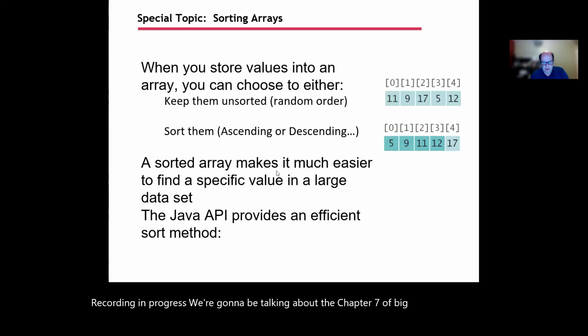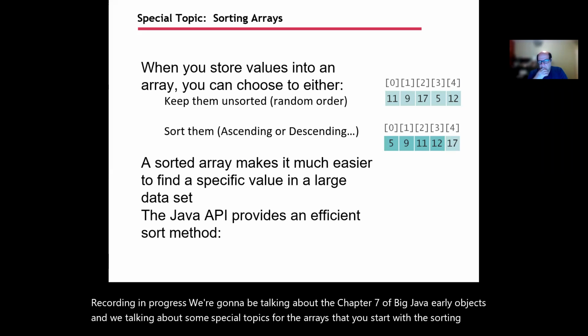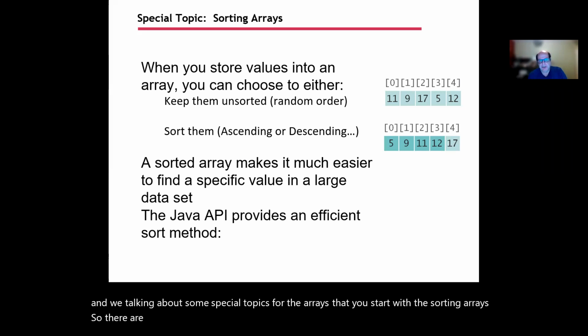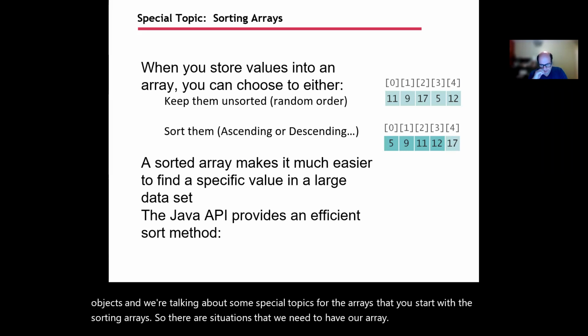Hi, we're going to be talking about chapter 7 of Big Java Early Objects. We're talking about some special topics for arrays, and we'll start with sorting arrays. There are situations where we need to have our array sorted, either ascending or descending.